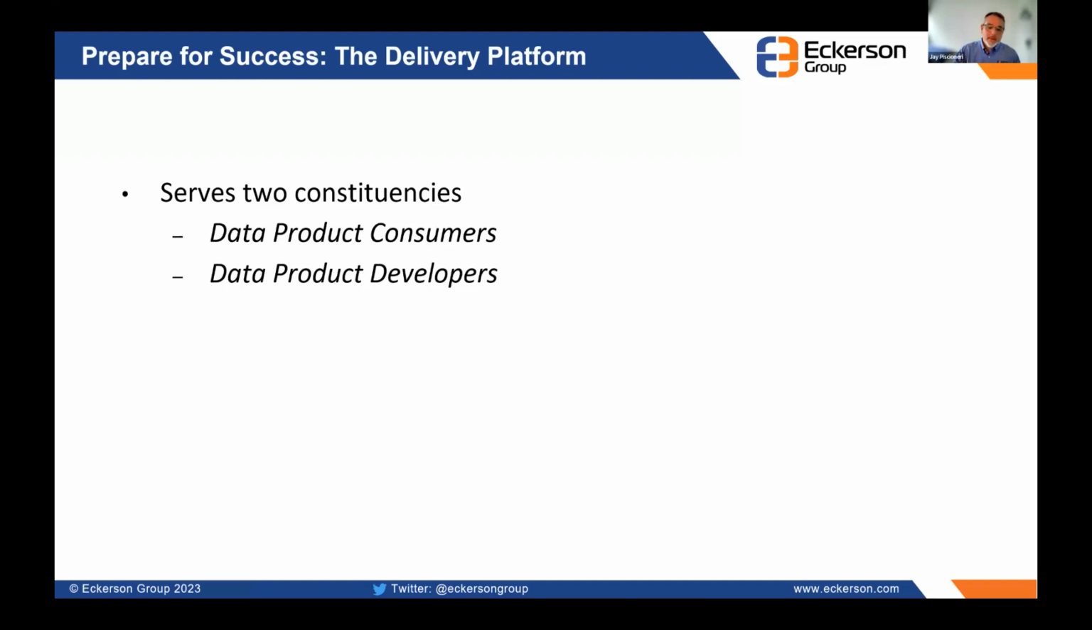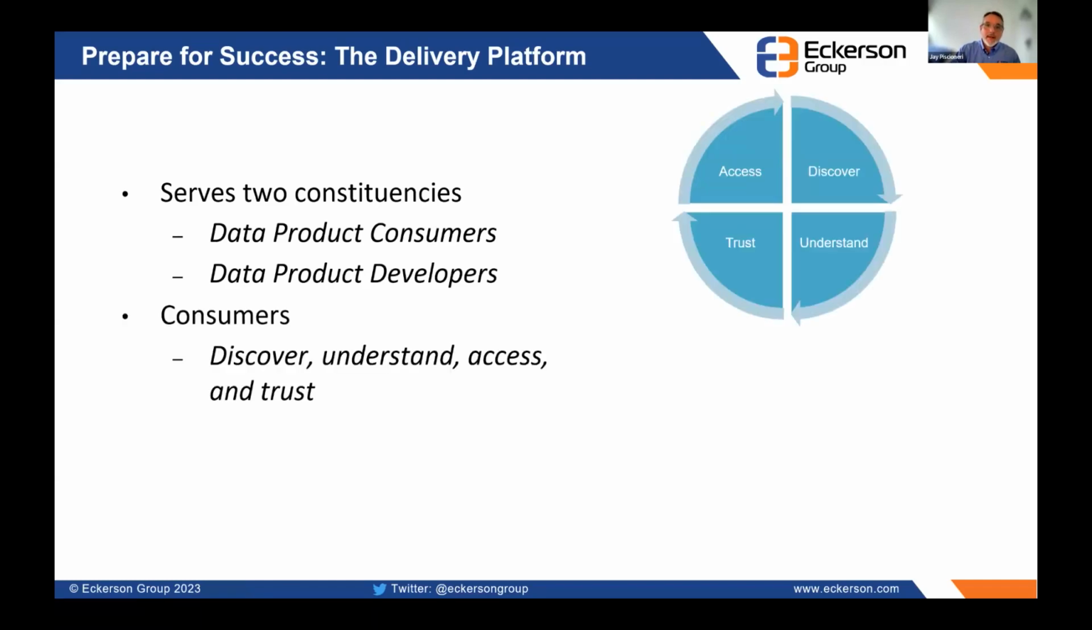As we said earlier, there are 2 constituencies that the platform has to serve. Data consumers need to be able to discover products, and understand what they do and what they don't do. That can be done through descriptions and sample data and even sample code, depending on who the product is aimed at. And they have to be able to trust the data. They have to know where it's coming from and what its quality standards are. Is today's iteration of the data meeting those standards, or did something happen upstream that has knocked it off kilter, right?